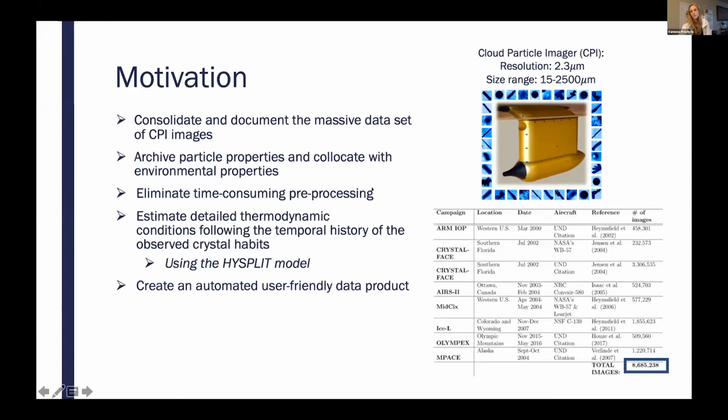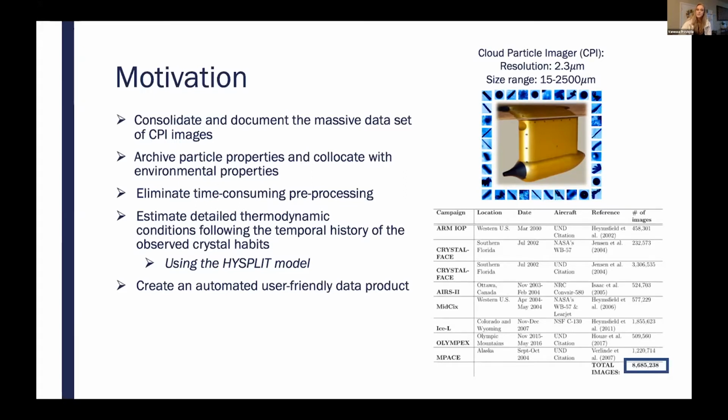Not only does it capture images of frozen hydrometeors, but also cloud droplets and liquid water, as seen in the example imagery here. And then on the bottom right, you can see a table that has 8 different past field campaigns and the associated number of images in the rightmost column. And these numbers here are summed across multiple different flight legs per campaign. And then if you sum all 8 up, it comes out to be over 8 million images that are available in archives. However, there's really no great consolidation of this data, or at least no fantastic documentation given such a massive data set. And so we feel that it's fairly underutilized at the current state.